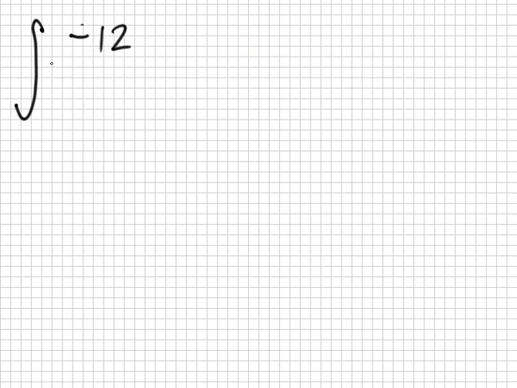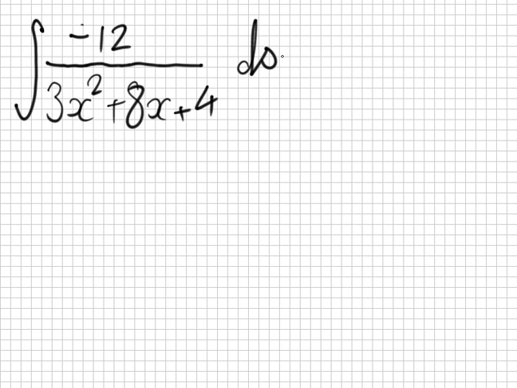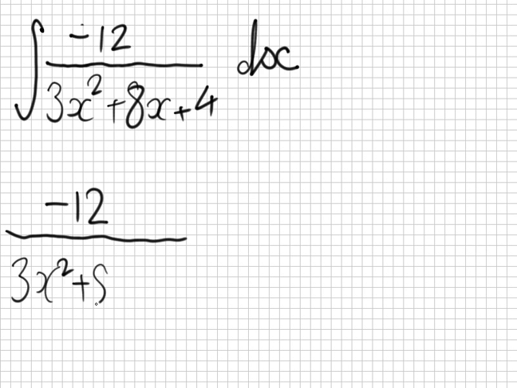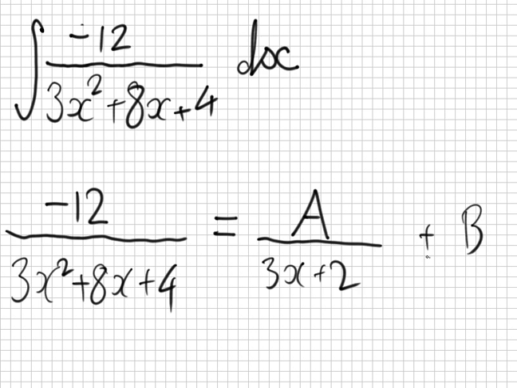Minus 12 over 3x squared plus 8x plus 4 dx. So you can take out your calculators, and now we have to look at this as a problem. What are the two factors here? What are the two factors? Minus 2 over 3 and minus 2. So plus 2 then.